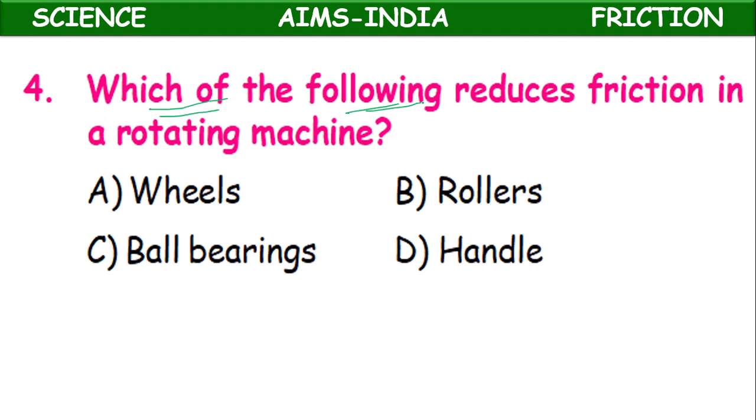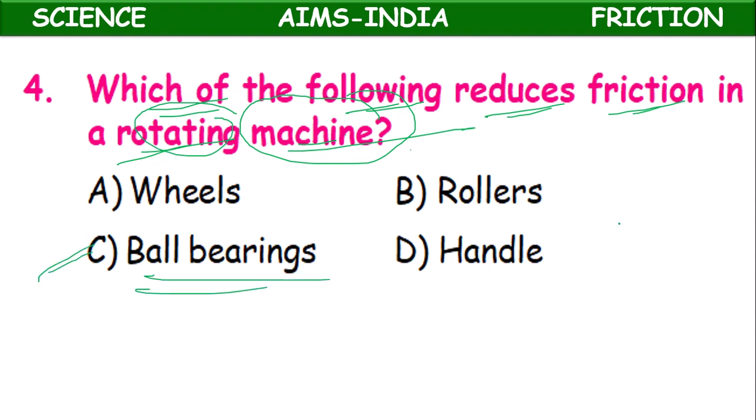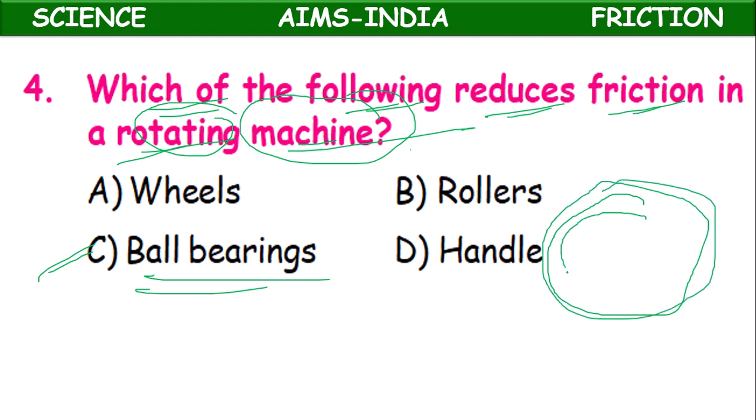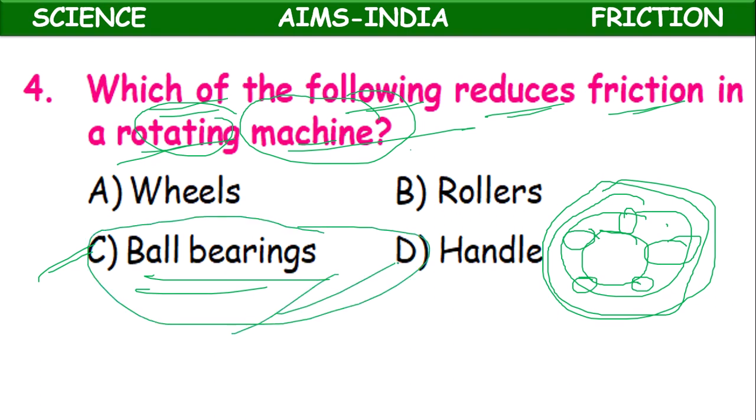Which of the following reduces friction in a rotating machine? In rotating machines, we make use of special structures called ball bearings, meaning small balls. We make use of ball bearings to reduce the friction.